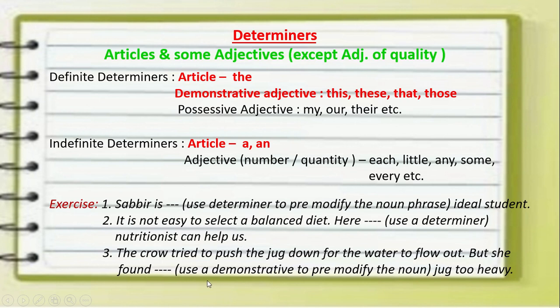Next, the crow tried to push the jug down for the water to flow out, but she found dash jug too heavy. We have to use a demonstrative, that is this, that, or those. So we can use here, but she found that jug too heavy. So in this way you can use the determiners or articles as pre-modifiers.